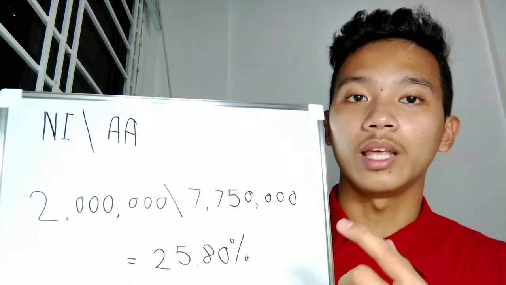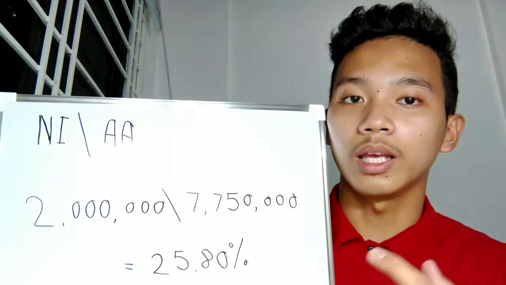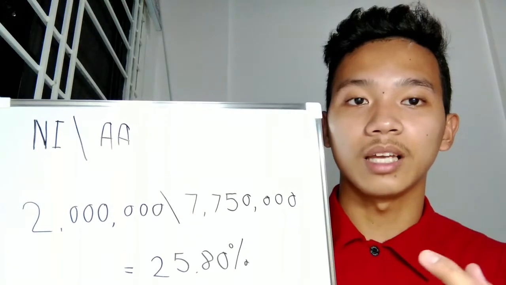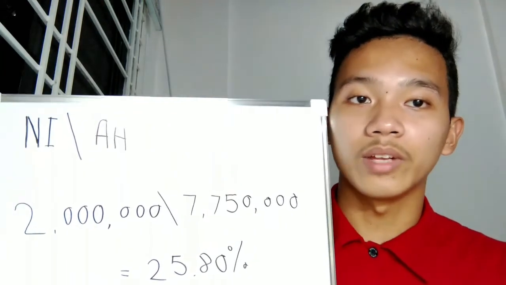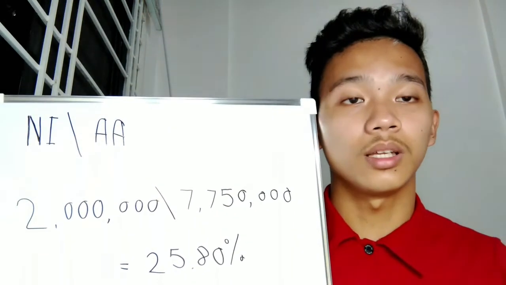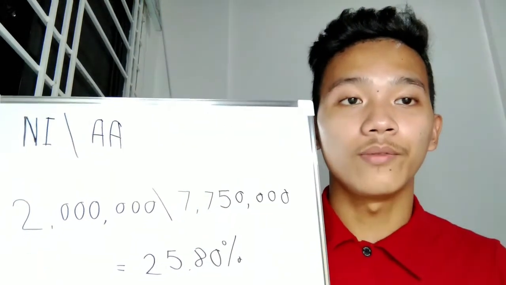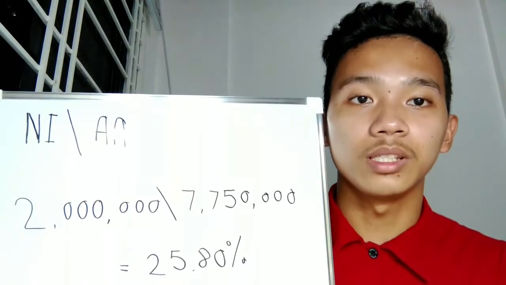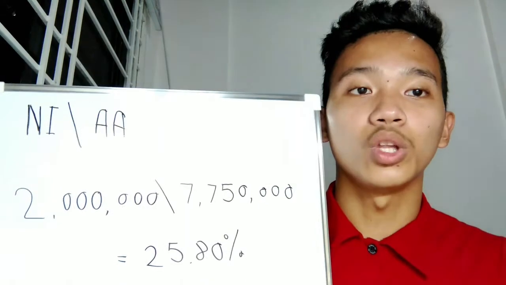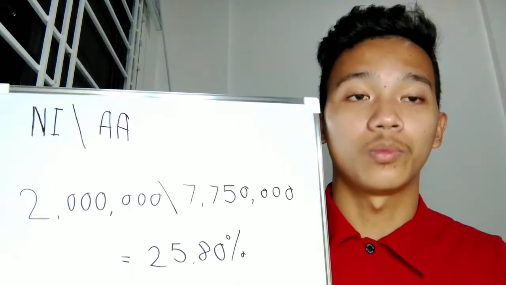So here we have a net income for year 2020 amounting to 2 million, divided by its average asset, which is 7,750,000. So we get the result of 25.80%, which only means that for every 1 peso of the company's asset, we earn for the year 2020 25.80 centavos from it.